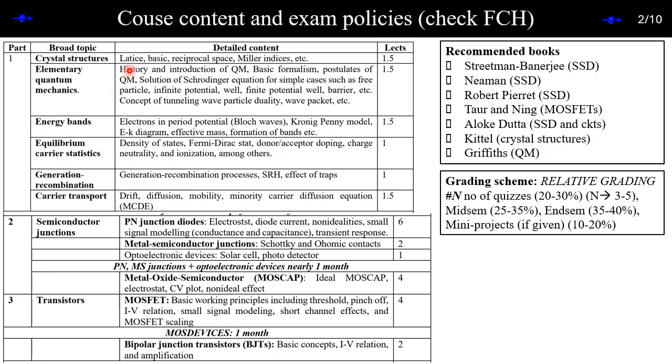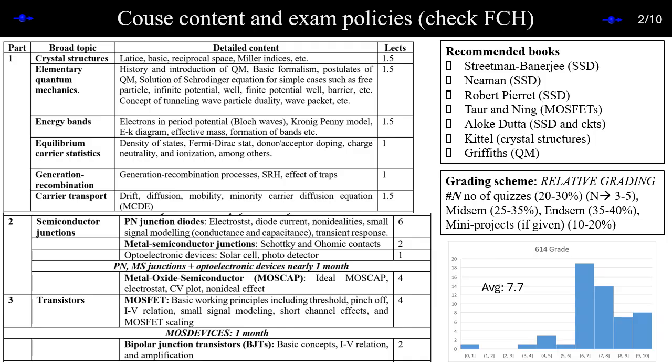And roughly we have 24 to 26 lectures. That means we'll have either a quiz or an exam per 6 lectures, so 1.5 weeks. So the first quiz will be mostly on crystal structure, quantum mechanics, and maybe something related to band structure. Okay, so this was the statistics from last time.